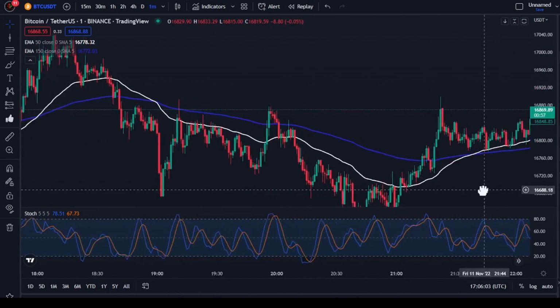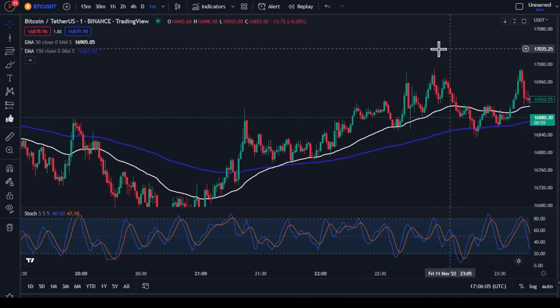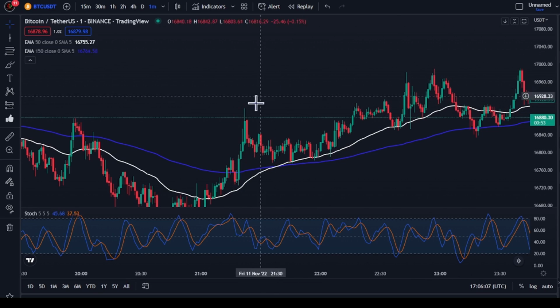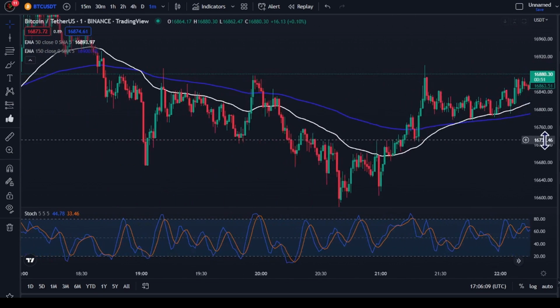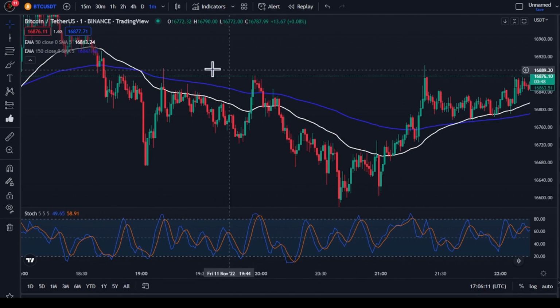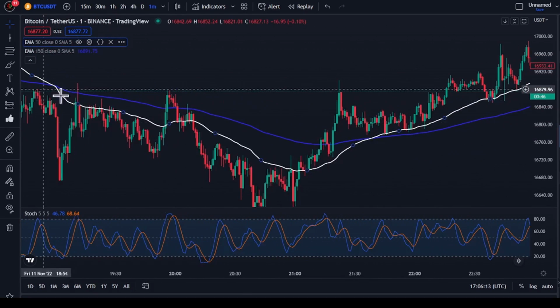Now look closely at the chart. If we see the price action is above the moving average, we are only taking a long position, and if we see that the price is moving below the moving average, we will be only taking a short position.